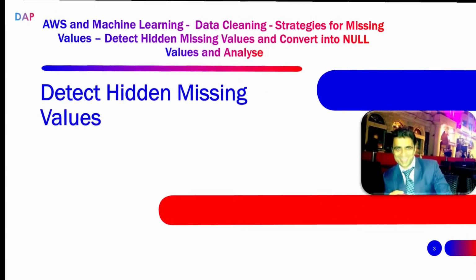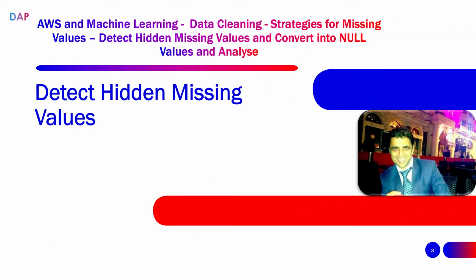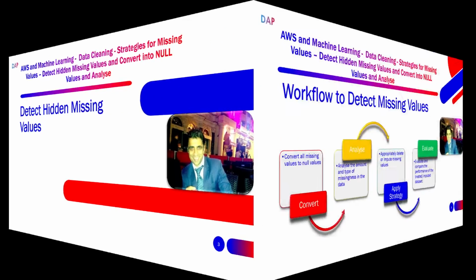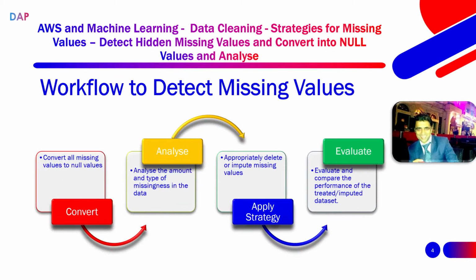So in this lecture we will detect these hidden missing values, and I'll show you some examples. In the previous lecture, I showed you that we convert all missing values into null, but now we will be converting hidden missing values into null. So once we detect them, we convert them, and we will analyze the amount and the type of missingness in the data.